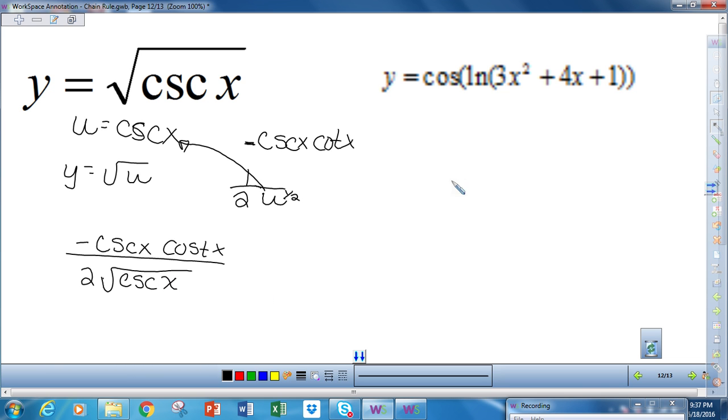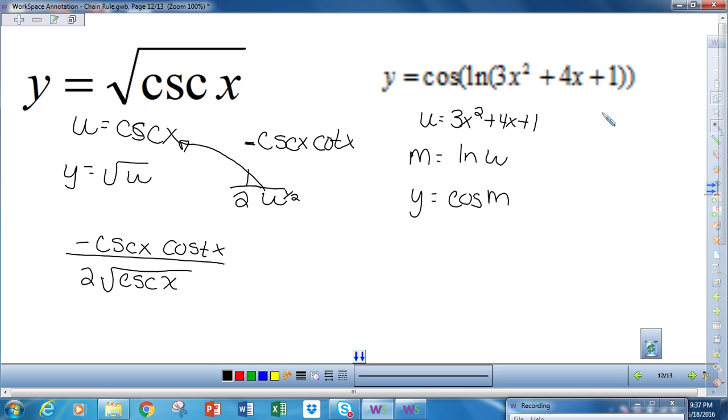Okay? Now, this one is like the second one that we did at the beginning. It's got 3 functions nestled in here. So, we're going to let u equal 3x squared plus 4x plus 1. Then let's say m is equal to the natural log of u. And then y is equal to the cosine of m.